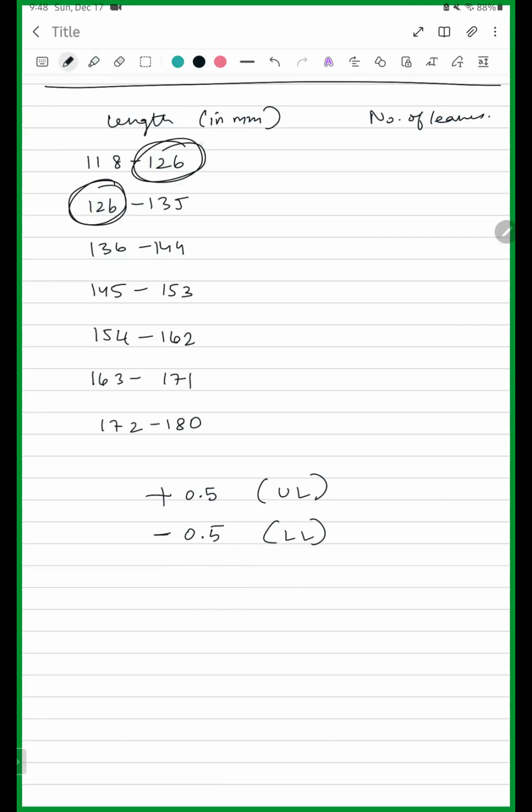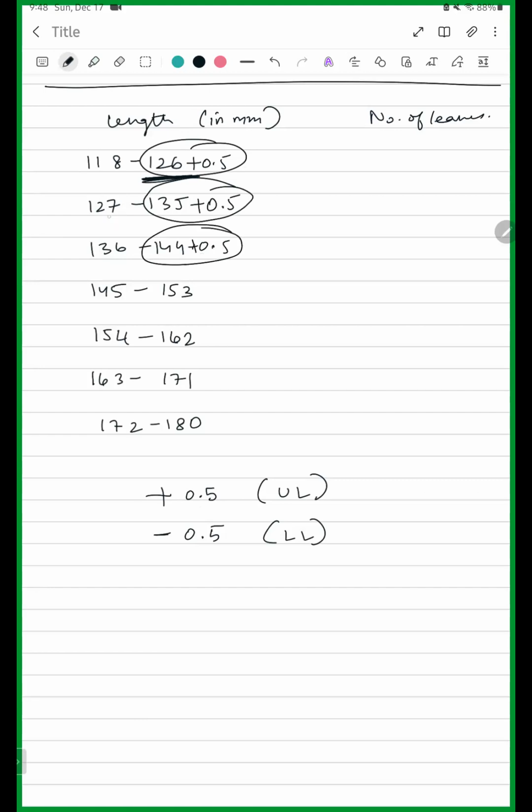But over here, we were given that the interval is 126 and here it is 127. So 126 and 127 have a difference of 1. And what is half of 1? It is 0.5. So we will add 0.5 to each of these upper limits, and each of these lower limits, you have to subtract 0.5.